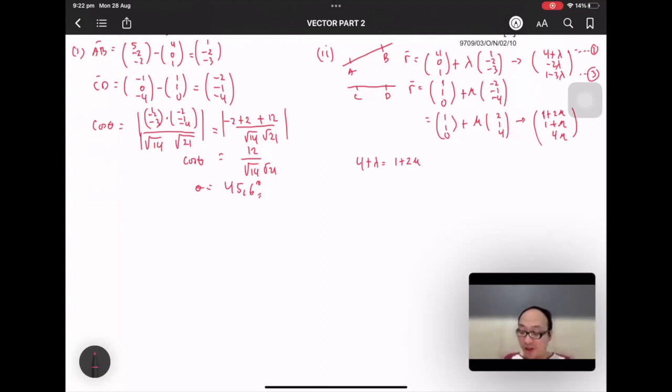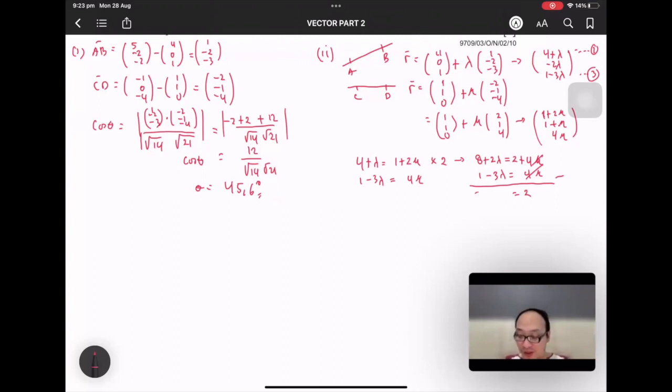And then I will take the third row. The third row will be 1 minus 3 lambda from AB, and from CD it is equal to 4 mu. And then I do elimination. So I multiply the first one by 2. It becomes 8 plus 2 lambda equals 2 plus 4 mu. And the second one, 1 minus 3 lambda equals 4 mu. And then I subtract, so I can cancel the mu. So this is equal to 2.